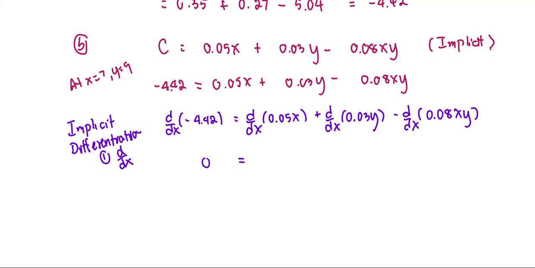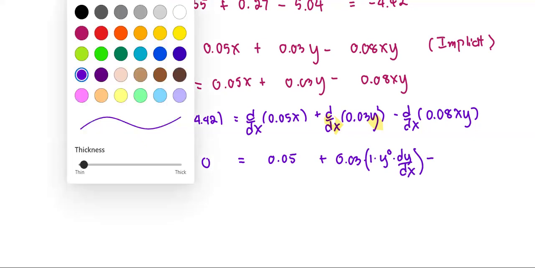Derivative of the x term with respect to x is going to be 0.05. For the second term, the constant multiple rule and the general power rule apply to find the derivative with respect to x, because this term is involving y. And we get 0.03 times y, which means y to the first power. Apply the general power rule, make 1 times y to the power 0 times the derivative of the y with respect to x, and subtract it by the derivative of the last group, which is in the product form.